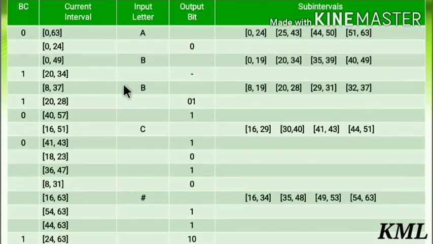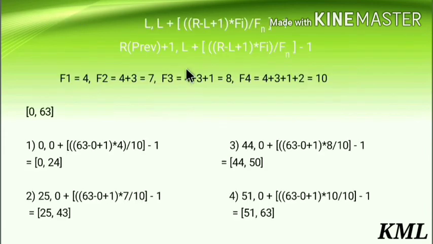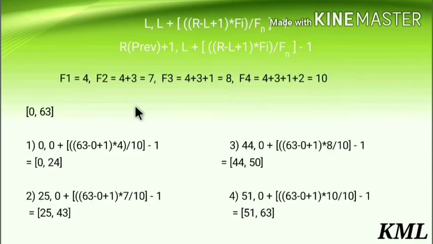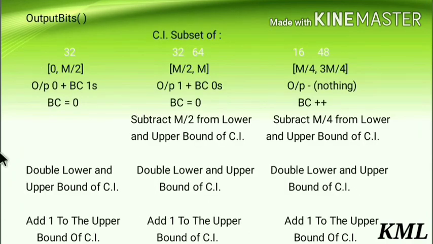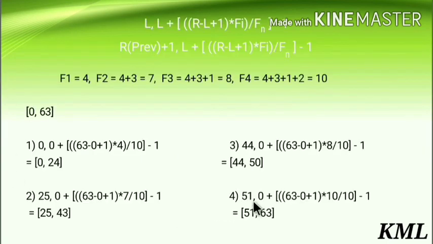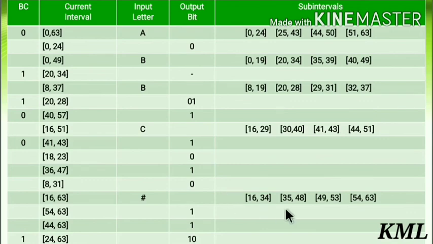Then you have to remember the formula for calculating the sub intervals. So this one for the first column, this one for the remaining columns. Okay, and you just have to remember this algorithm and this last step. Okay, that's all. So I hope it was clear to you.